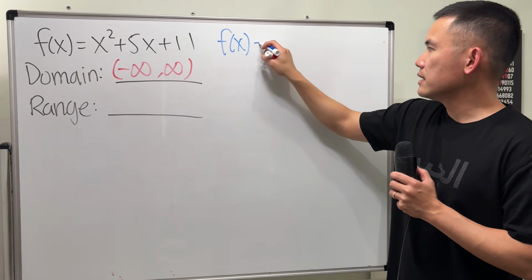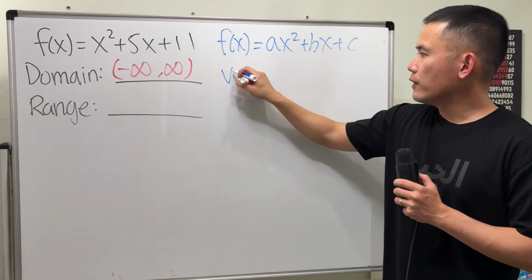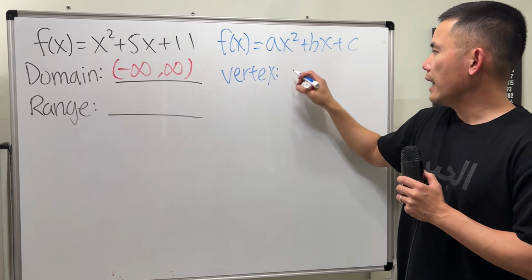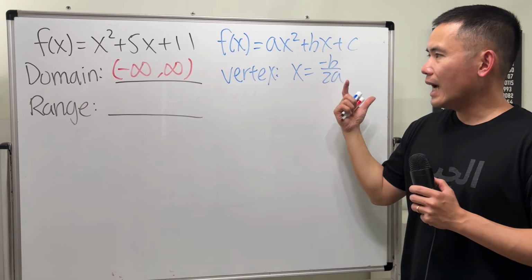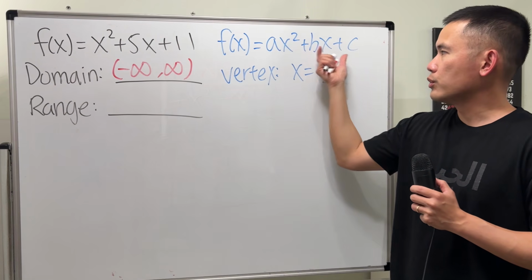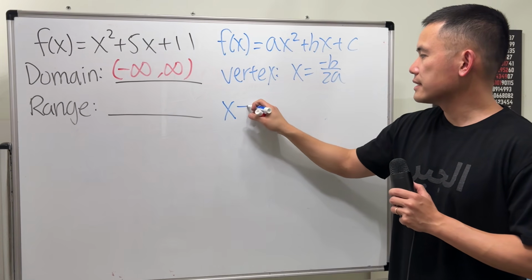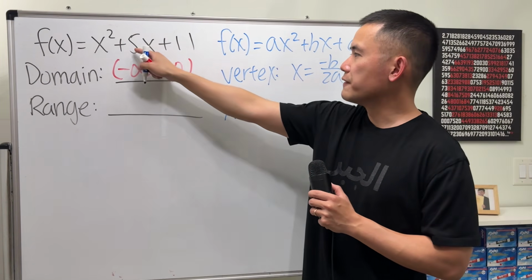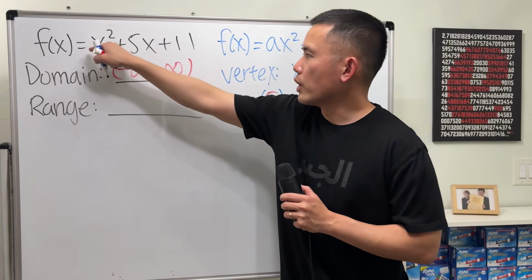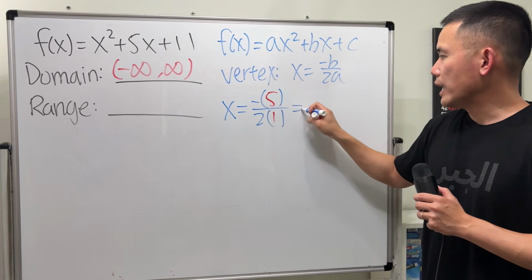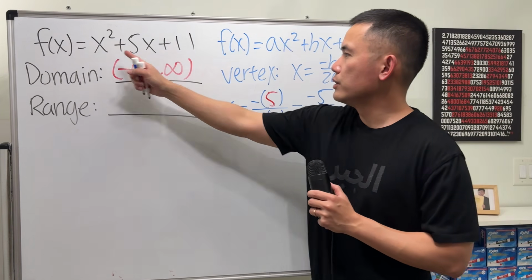When we have f of x is equal to ax squared plus bx plus c, we know the vertex is going to be at x equals negative b over 2a. And once we have the x value of the vertex, you can plug back into the function to find out the y value. And for this one, our vertex will be at x equals negative b, which is the 5 right here, over 2 times a, and a is 1 right here. So we have negative 5 over 2.